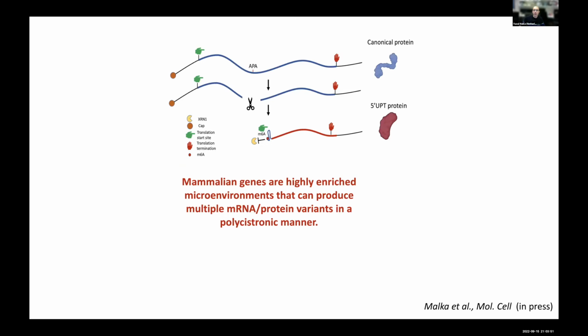So if I had to summarize the model till now, what we found basically is that for thousands of genes, when endonuclease cleavage based on alternative polyadenylation cleaves the RNA, it can generate a new transcript with structural RNA that protects it from exonuclease and promotes cap-independent translation to generate an entirely new protein. And if I had to summarize it, the mammalian genes seem to be a highly enriched microenvironment that can produce multiple mRNA protein variants in a polycistronic way, very similarly to the bacterial system.